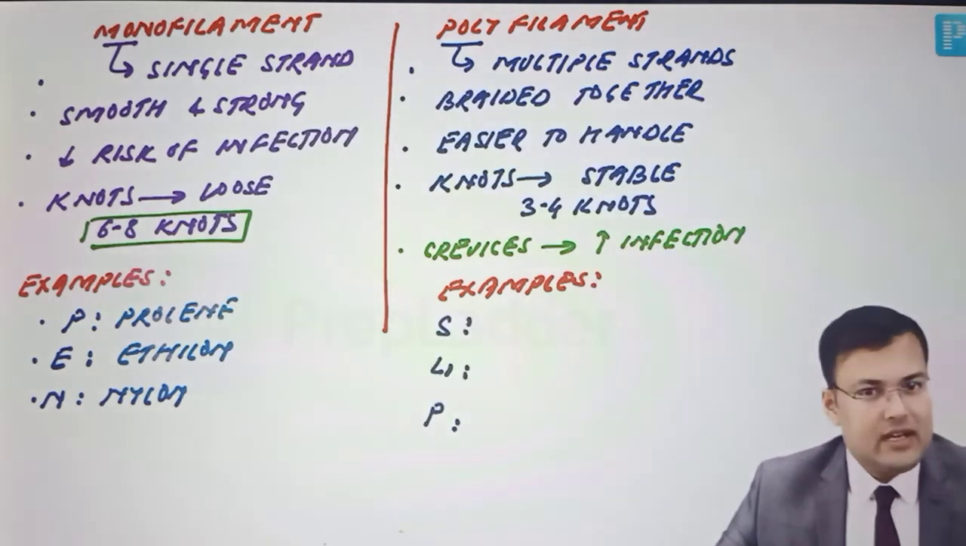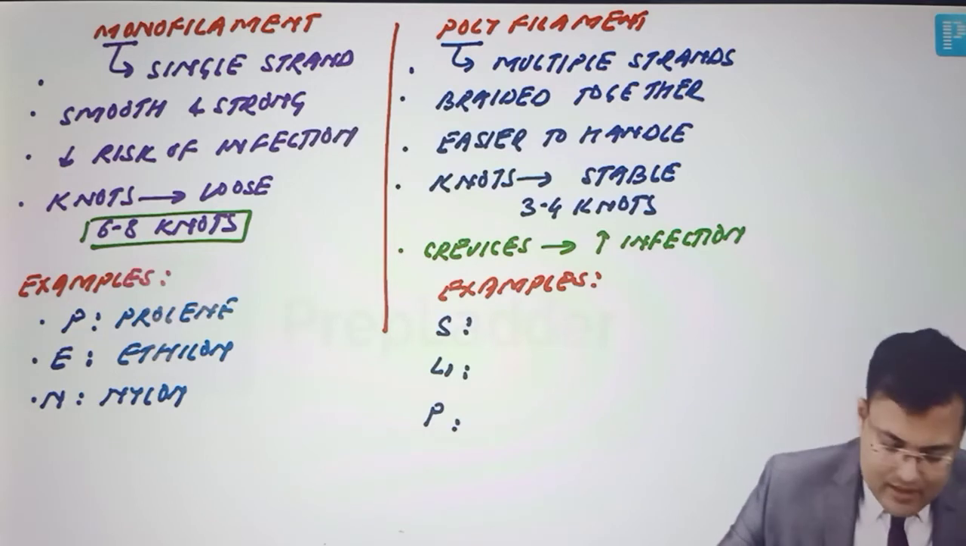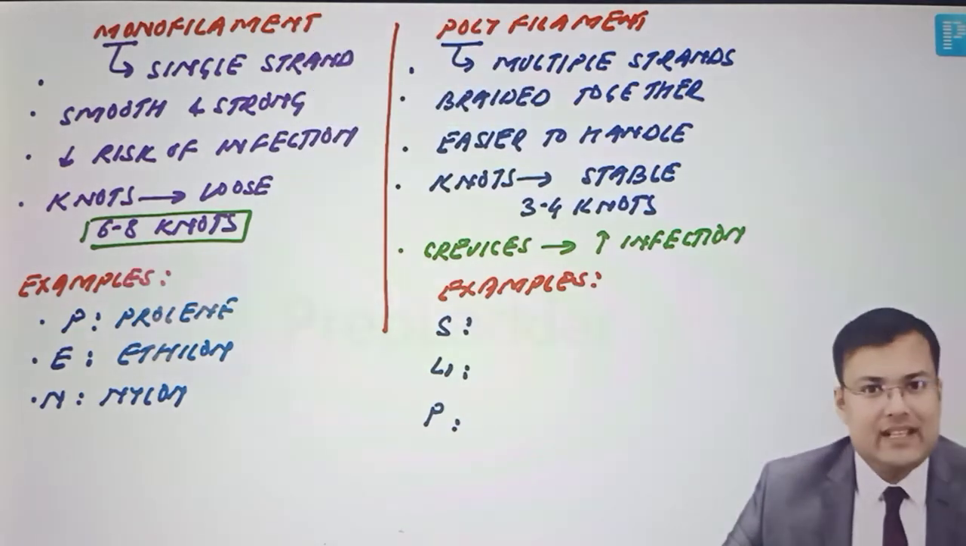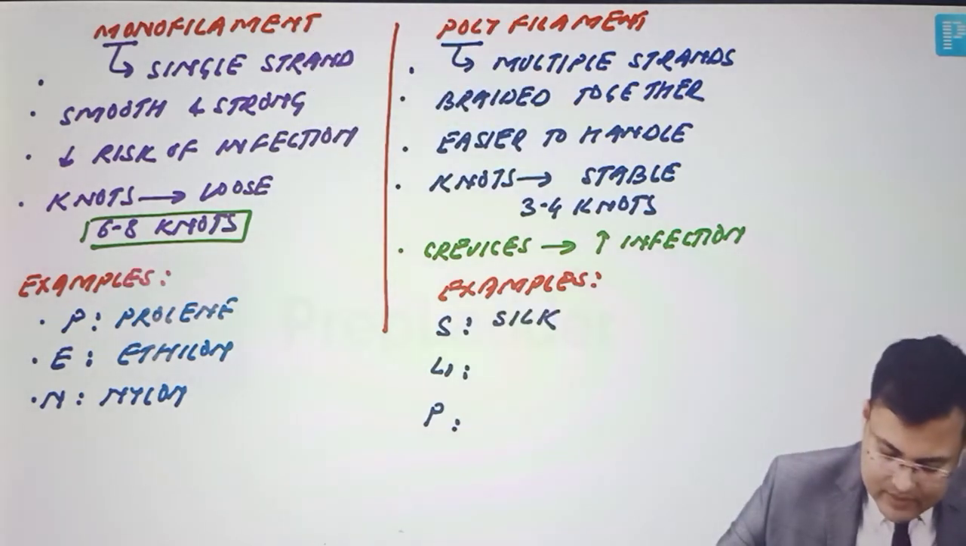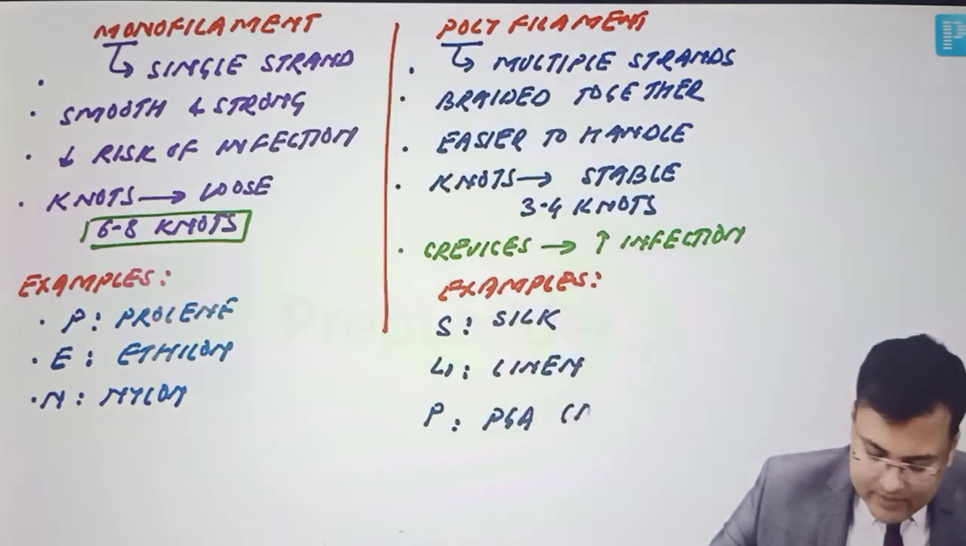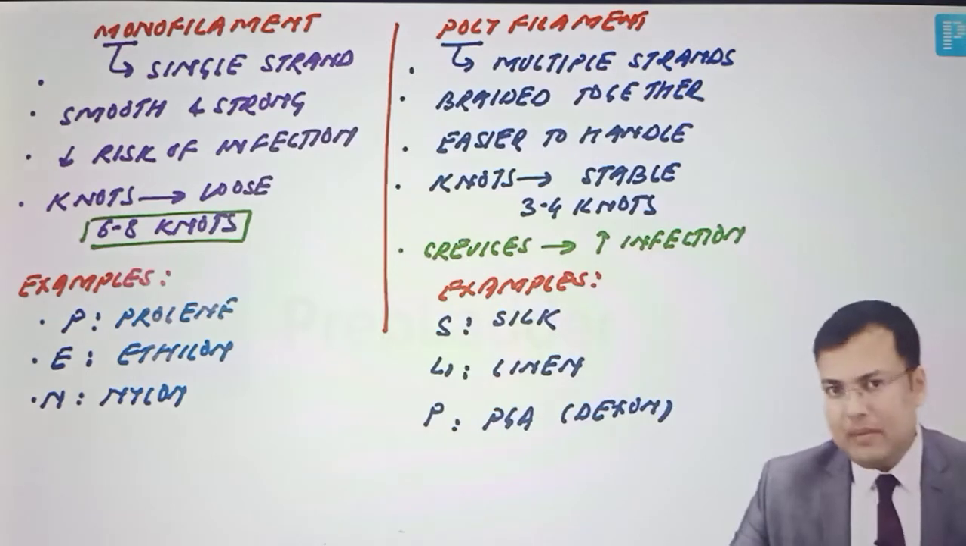Okay, so you can easily understand: S is silk, L is linen, and P is polyglycolic acid, also known as Dexon. So S is silk, L is linen, and P is polyglycolic acid. And what is the other name? It's Dexon. Yeah? So it's very easy to remember because you know the mnemonic.